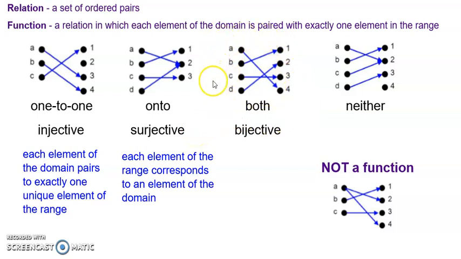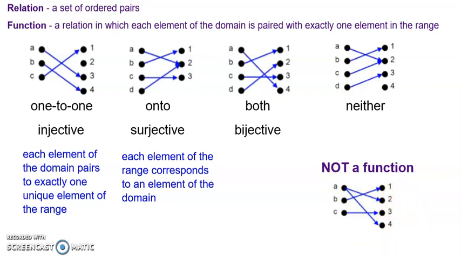This example here is both one-to-one and onto, which means it's bijective. Each element in the domain goes to a unique element in the range. So each one goes to something different, and each element in the range corresponds to an element in the domain. This example here is neither, because we have an element that doesn't correspond to a value in the domain, and then we've got a value in our range that corresponds to 2 separate elements in the domain. And this example here is not a function because our x values repeat. We've got this element a that goes to 2 separate values in the range. So that's not a function.